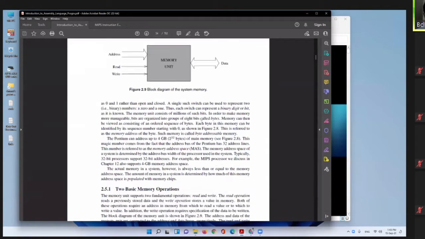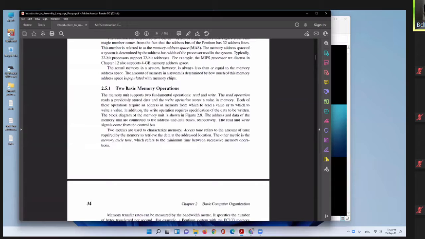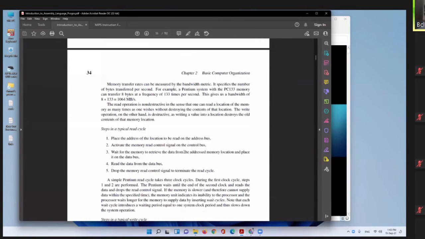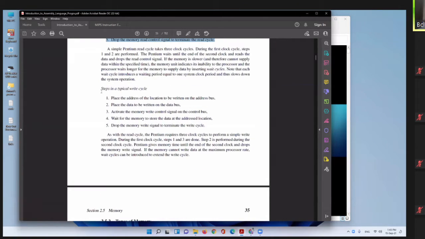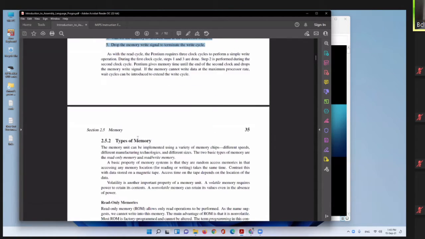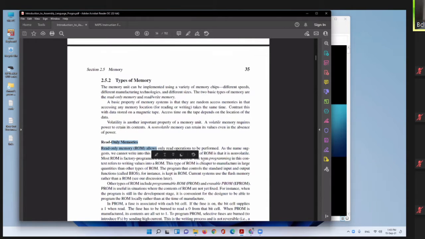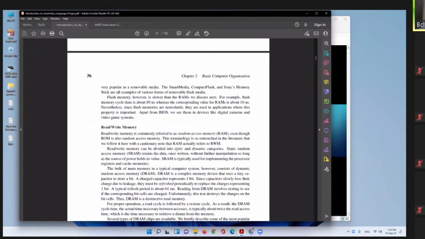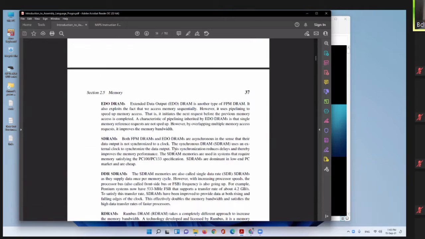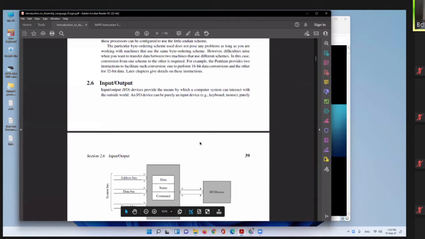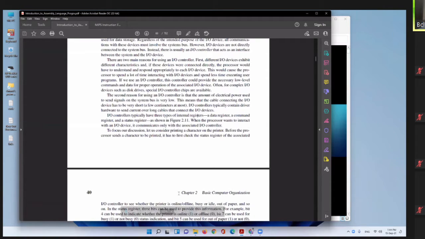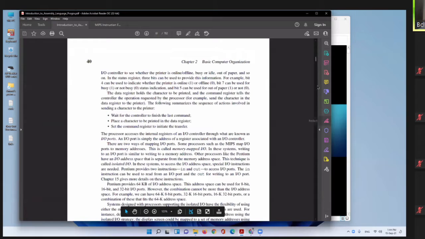And then the memory, I think the basic memory operation, we can see. I just copy paste from here. The steps for the read cycle, for the write cycle. And then the types of memory, read-only memory or the ROM. There are so many types of ROM they have discussed, so don't worry about that, okay? And input output. That's it. That is chapter number 2.